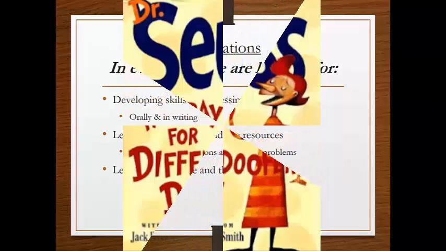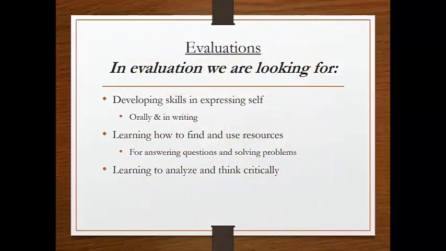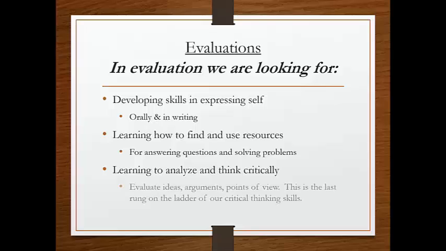The final thing we really want our evaluations to be able to do is to teach how to analyze and think critically. For example, can they evaluate ideas, arguments, points of view? This is our last rung on the ladder of our critical thinking skills, also known as the 6 levels of cognitive skills, in chapter 4 of the free guide that we give you on the website.